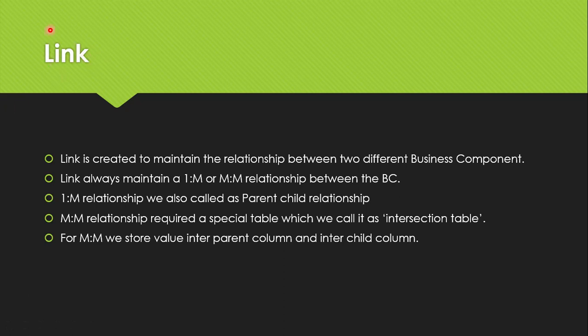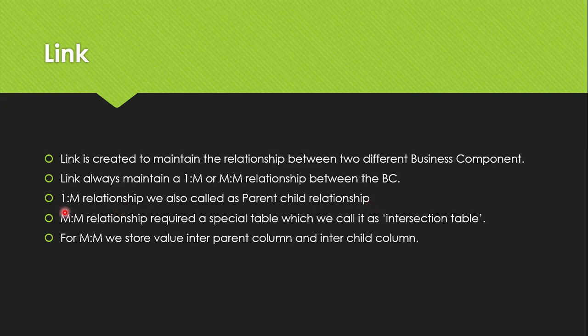Link. Okay, so the next object is link. Now, link is created to maintain the relationship between two different BCs. Link always maintains 1 is to M or M is to M relationship between two BCs. So a link can have 1 is to M link or M is to M link. 1 is to M link we also call parent child relationship. If it is a 1 is to M relationship, then we call it parent child relationship.